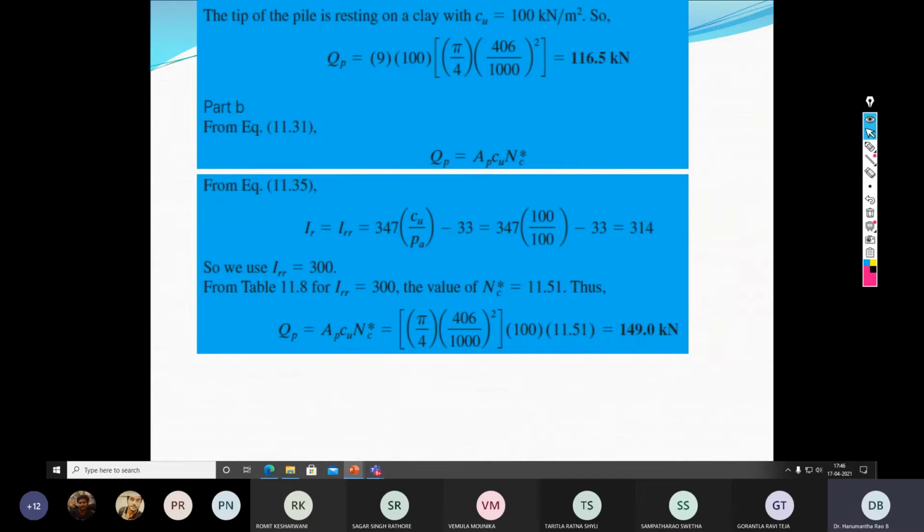So as per the Meyerhof method it is 116.5 kilonewton, and as per Vesic's method it is 149 kilonewton. Now here also, either we can take the average of these two, 116.5 plus 149 by 2, or you can adopt the lower value, that is 116.5 kilonewton. Doesn't matter. So the average value of Qp is 116.5 plus 149 by 2, that is 133 kilonewton.